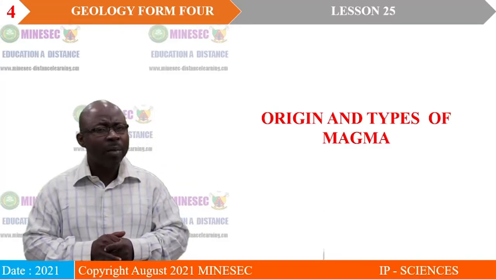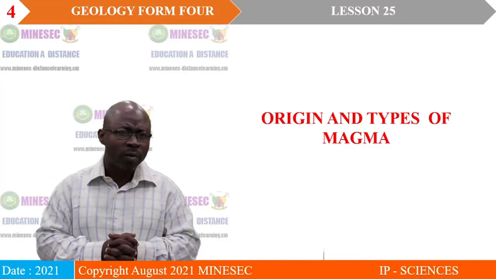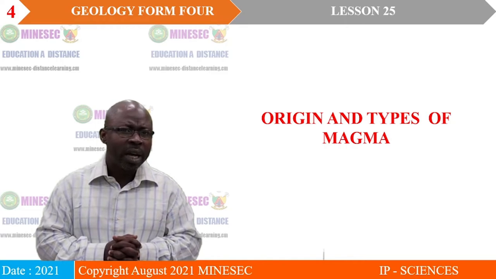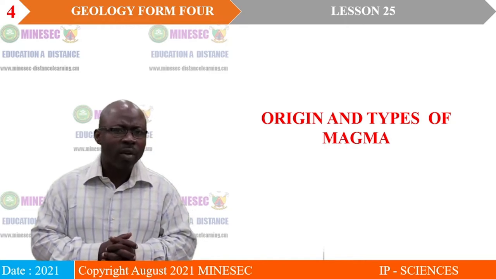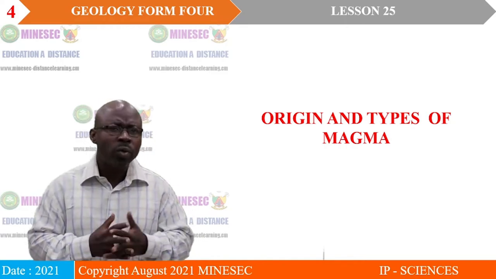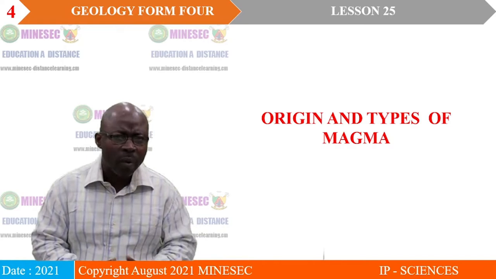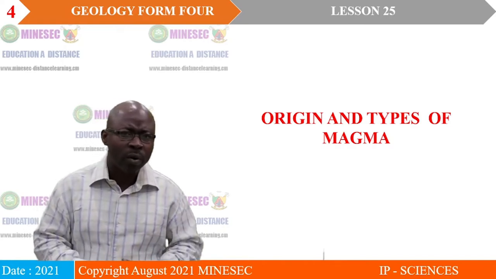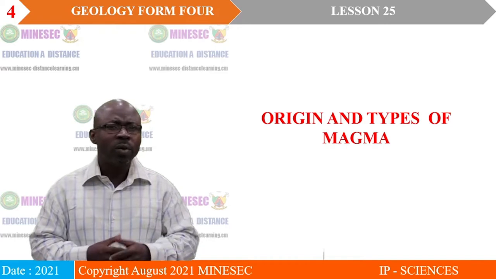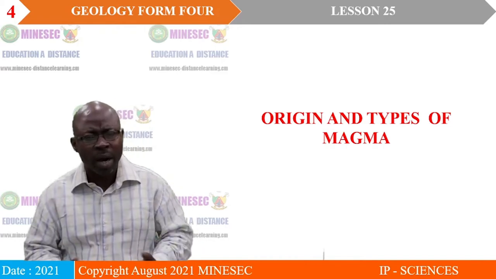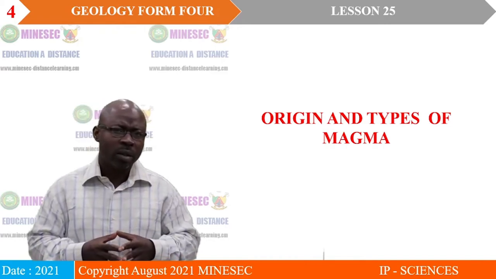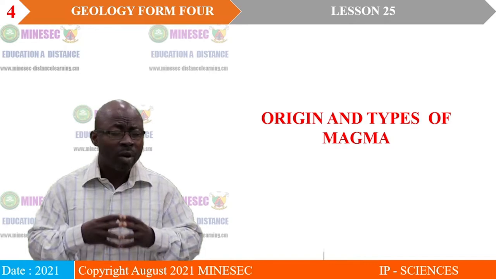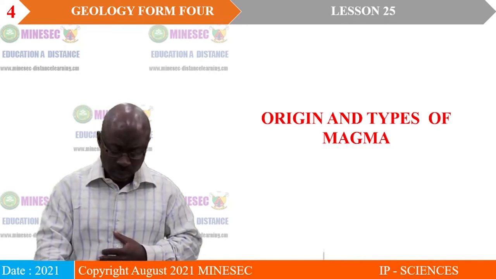After correcting the assignment, we'll now go to our topic of today. The lesson of today is origin and types of magma. We want to see where this magma that we started talking about when we treated lesson 24 about volcanoes comes from. We want to see the different types of magma, if they exist. So that is the focus of today's lesson.